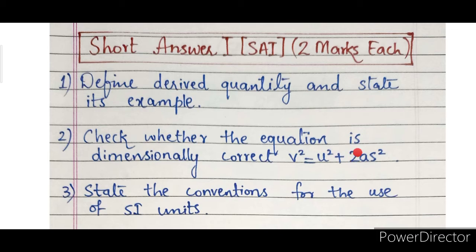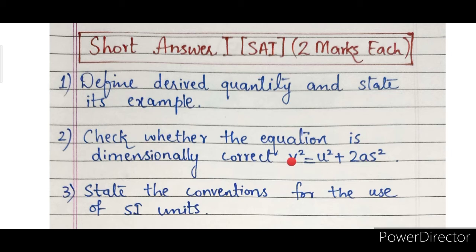S2 is a number, it is a dimensionless quantity. After determining the dimension of v square, u square and 2as square, we have to see whether the dimension of all these 3 terms are the same or not. If all the terms have the same dimension, then we write that the given equation is dimensionally correct, or if any one term has a different dimension, then we can conclude the given equation is dimensionally incorrect.